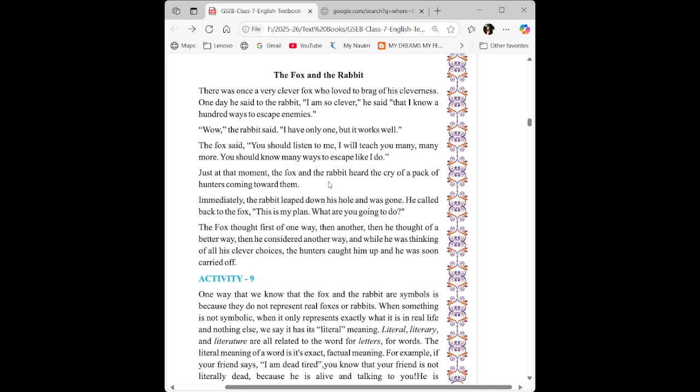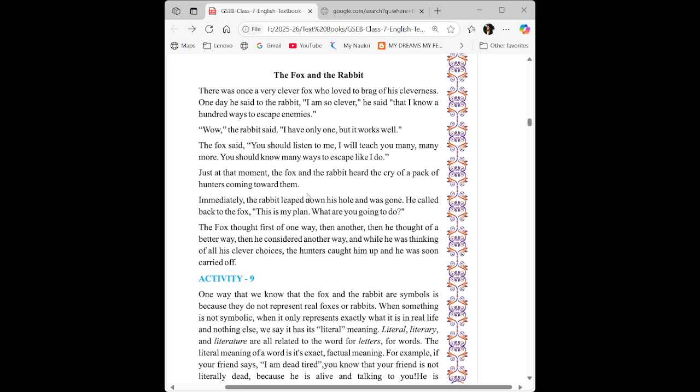So what happens, as soon as they heard the cry of hunters, they came to know that the hunters are coming here to catch us, and immediately the rabbit leaped down to his burrow, right? And he was gone. He knew only one way, and that one way he followed. But the fox kept on thinking about what he should do. He thinks of a way, and then he thinks that no, that's not a good way.